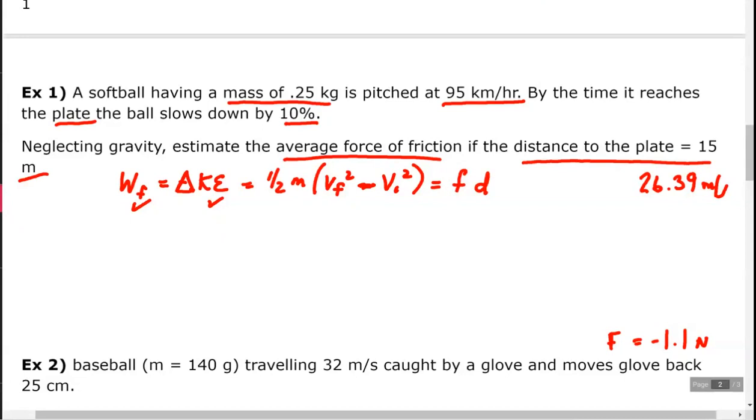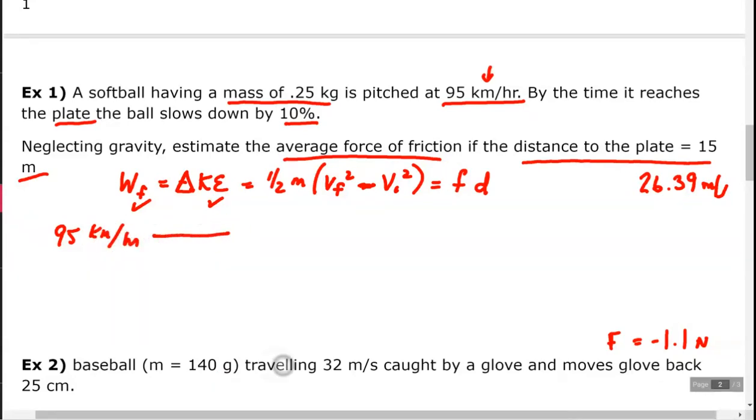So first of all, we've got a problem here. We've got kilometers per hour. We can fix that. And then we've got to deal with this whole "slows by 10%." Watch this. Do a little factor label. That's what they call it, kilometers per hour.